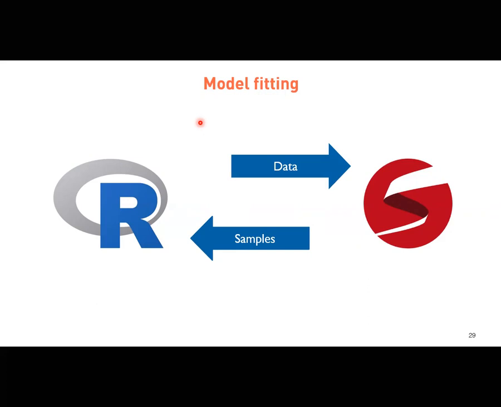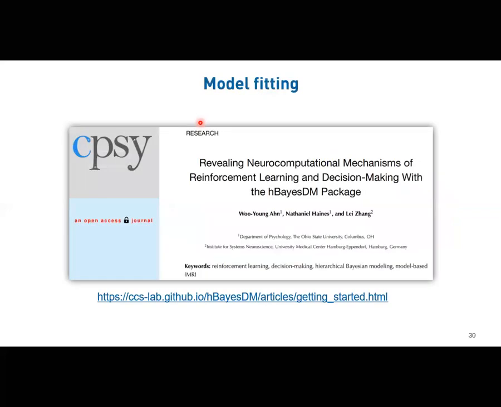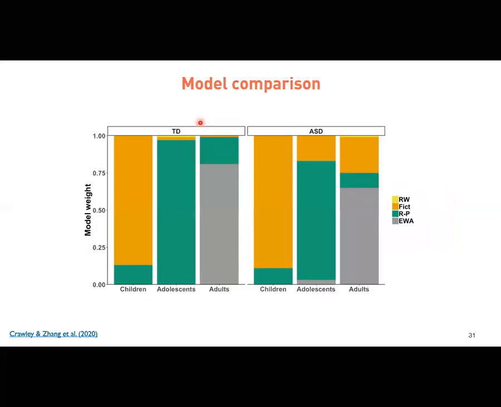You could also compare models if you have multiple models, right? So fitting the models is basically what we have discussed during the lecture. And here I'm showing you the results of the autism experiment. So we have the TD group, we have the ASD group.